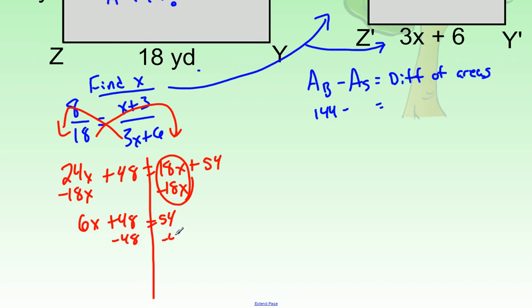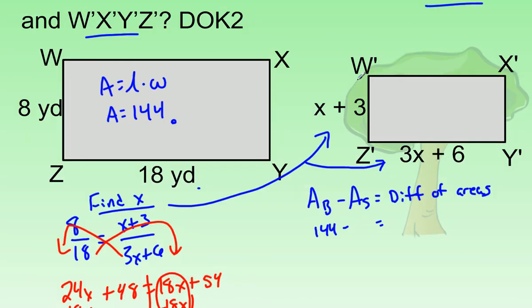Minus 48 on both sides. 6x equals 54 minus 48. That's going to be 6. Divide by 6 on both sides. x equals 1. Okay. So if the x value is 1, 1 plus 3 is 4. 3 times 1 is 3, plus 6 is 9.